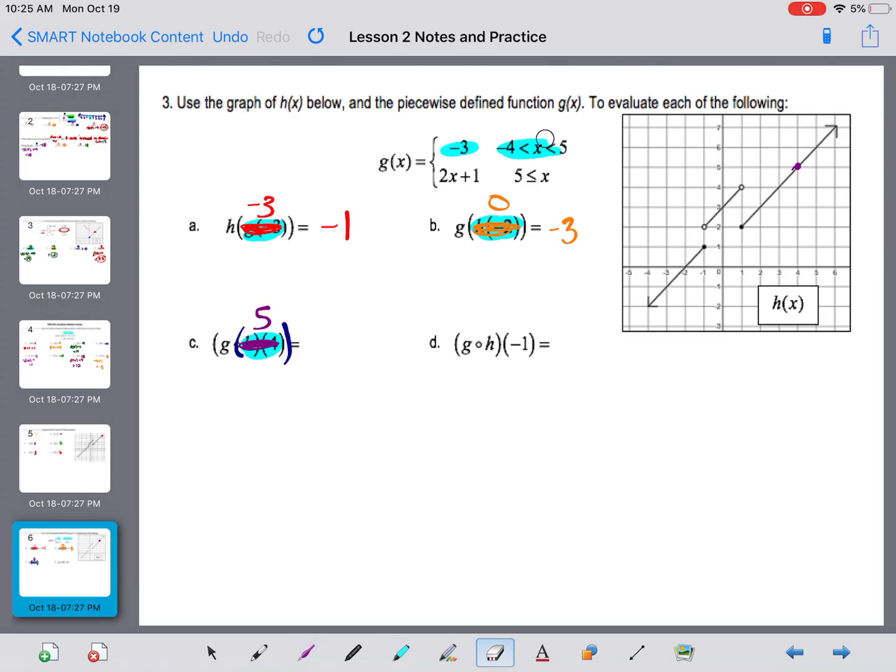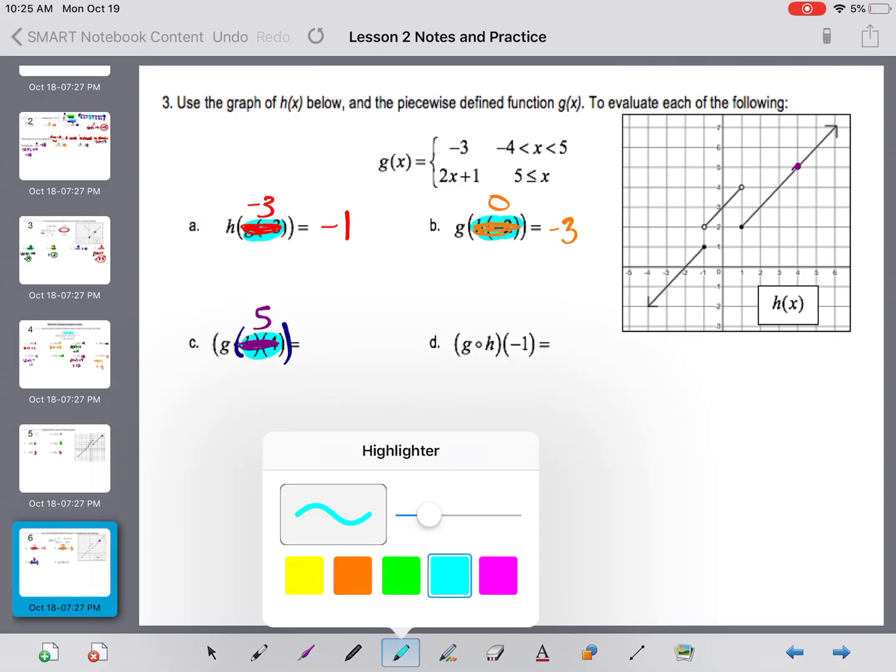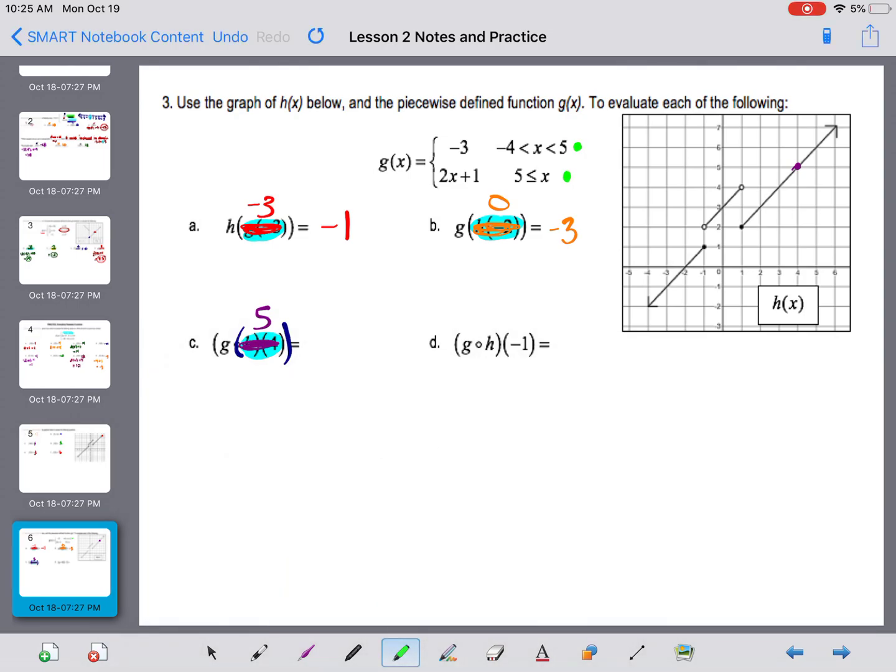Well, when I look at my domains, they both have 5, right? This has 5, and this has 5. But we're going to use the bottom one because 5 is included in that domain. X is greater than or equal to 5. Here, the 5 does not have an arrow in the inequality, meaning it's not included. The bottom one has a line underneath it, so it is included. So we're going to use the bottom function. So what we're going to do is take 5 and plug it in here. So we have 2 times 5 plus 1, and 2 times 5 plus 1 is 11. So our answer is 11.